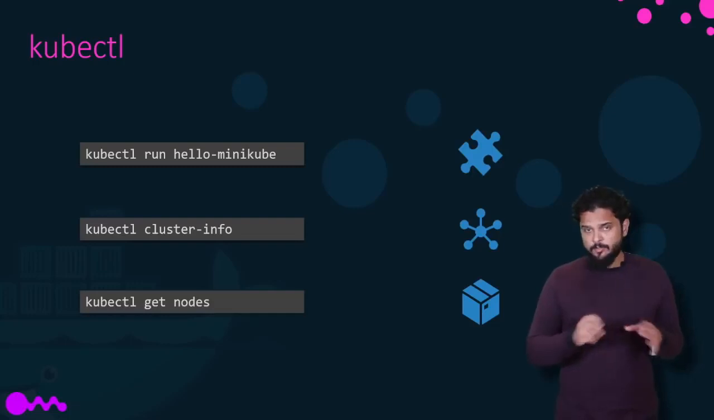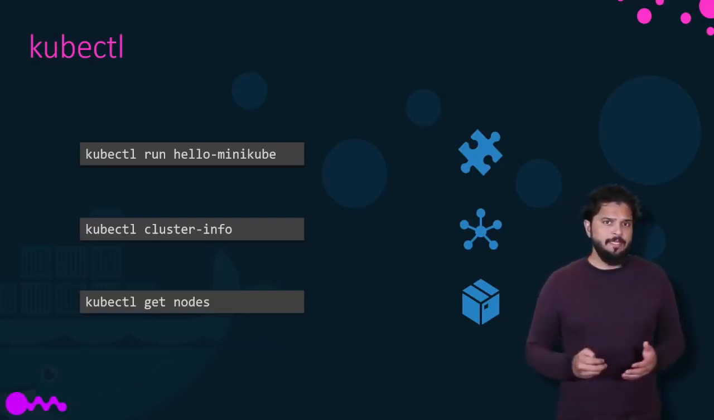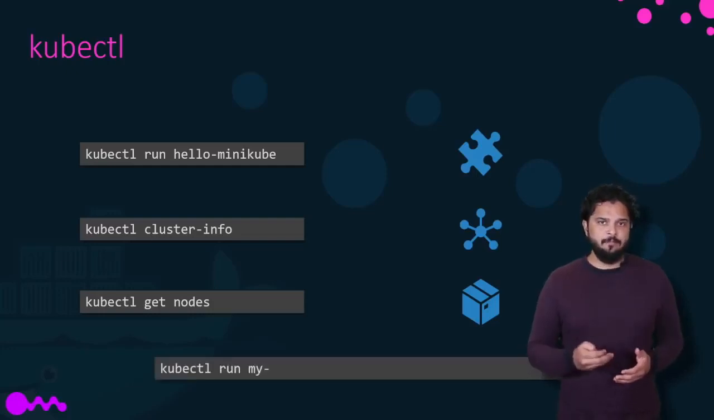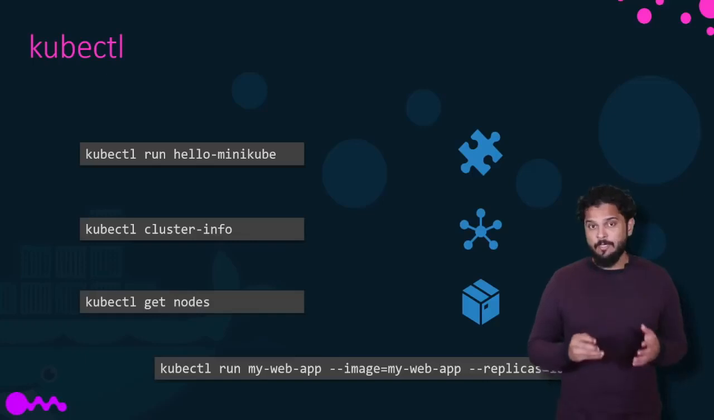So to run hundreds of instances of your application across hundreds of nodes, all I need is a single Kubernetes command like this. Well, that's all we have for now. A quick introduction to Kubernetes and its architecture.